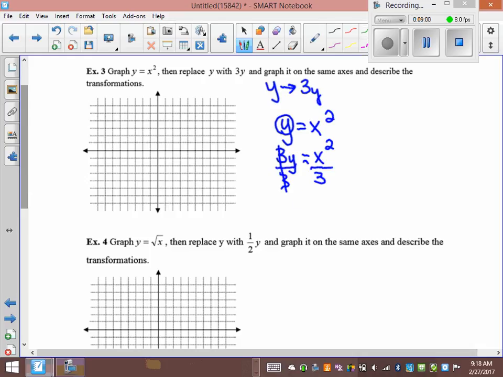When I divide by 3, how can I write that so I actually have it in front of the x squared and it's a vertical stretch? 1 over 3, because there's technically a 1 right here, correct? And I can just bring it out front. So I can go 1/3 x squared. So what is that? A vertical stretch.